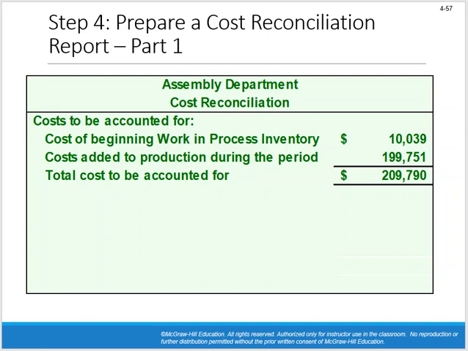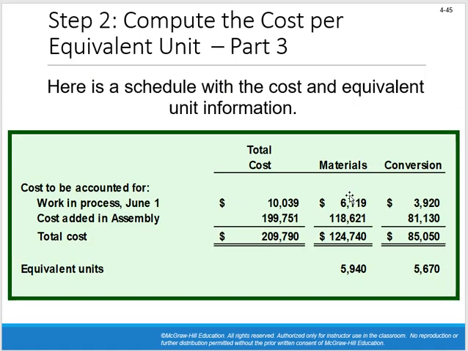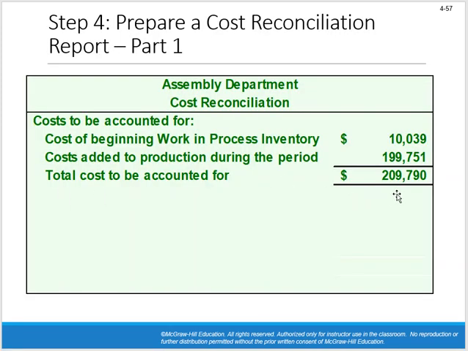I can go back to part 2 and we would see our costs added during the period, okay, 199,751. For a total of 209,790, right? Those are the same numbers that we're talking about here. And what we need to show is that that 209,790 balances or reconciles with what we applied in step 3.